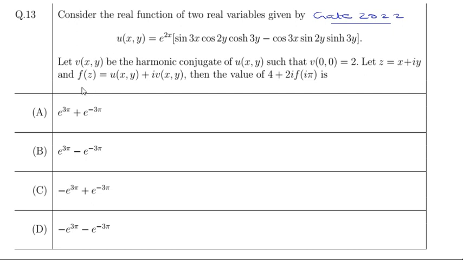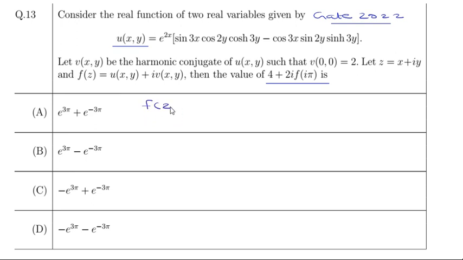So here, we need to find 4 plus 2y times f of iπ. So we are given u of x comma y. From this we have to find the function f of z. This f of z can be found using the Milne-Thomson formula.